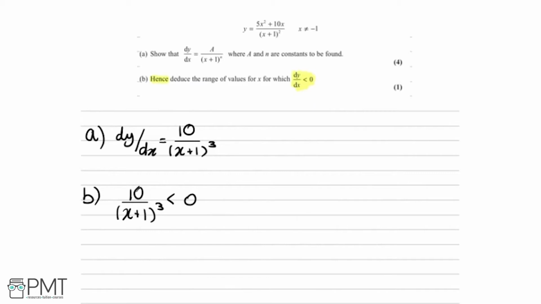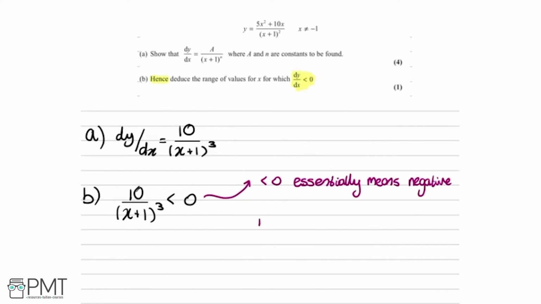Now this is what we're going to try and solve and find the range of values for x for which this is true. Now we need to think about this quite logically. If we think about this, less than 0 essentially means negative. So we need to work out when, for what values of x, this expression is negative.